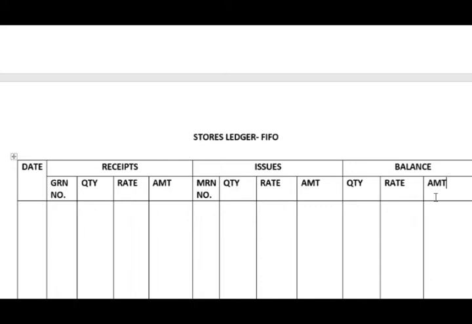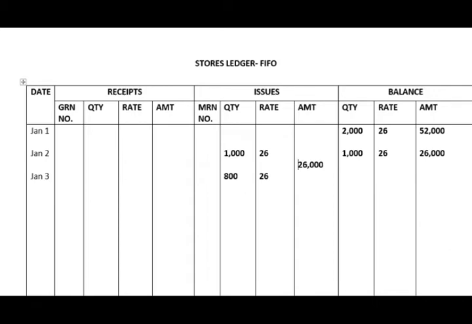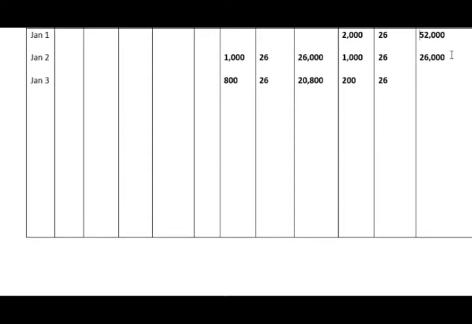So from this question given, the issue amounts to how much? 800 into 26, 20,800. So out of the 1,000 units we had, 800 has been issued. So how much will remain? It will be 200 units at rupees 26. It amounts to 5,200.